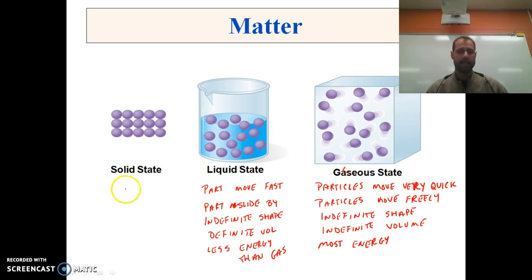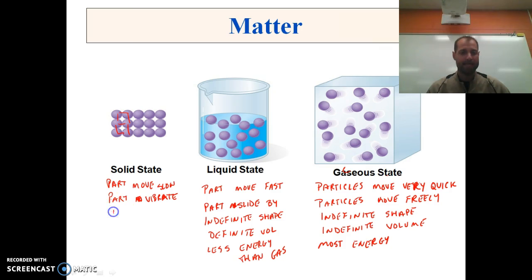In the solid state, particles are still going to move, but particles are going to move slower. And they've got these bonds connecting them and creating this crystalline structure, and so particles are going to more or less vibrate. Let's put vibrate here. So they're going to move back and forth, but because of these bonds, they're not going to break away. They're not going to slide past one another.